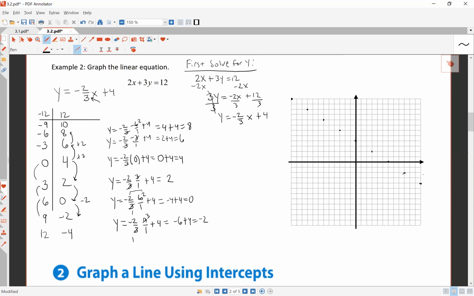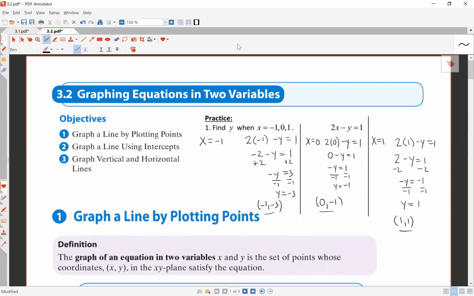They all lie on the same line. That leads me to believe I have not made any mistakes. And that would be the graph of the equation 2x plus 3y equals 12 by plotting points. This concludes the video for section 3.2, graphing equations in two variables. Objective 1, graph a line by plotting points.